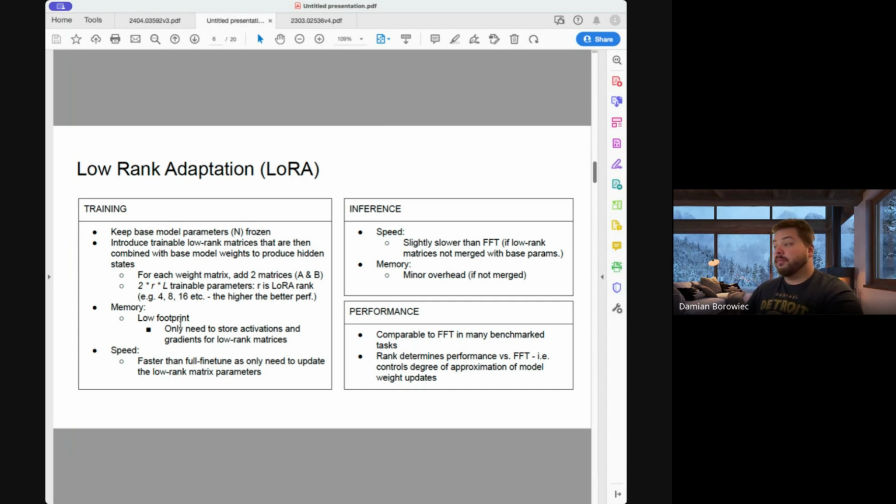Memory is quite low footprint. You only really need to store the activations and the gradients for the low rank matrices, and it's faster than a full fine-tune as we only really need to update these low rank matrix parameters.